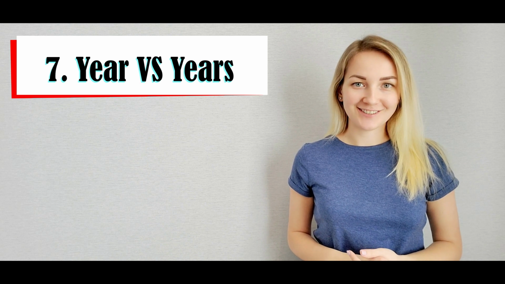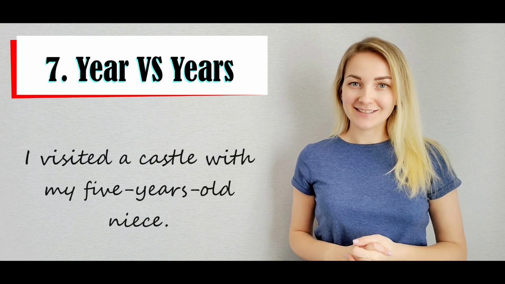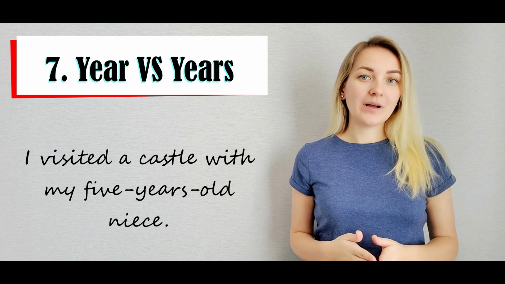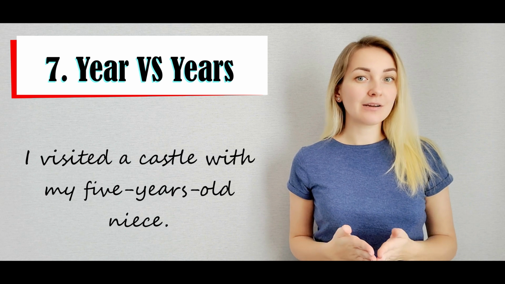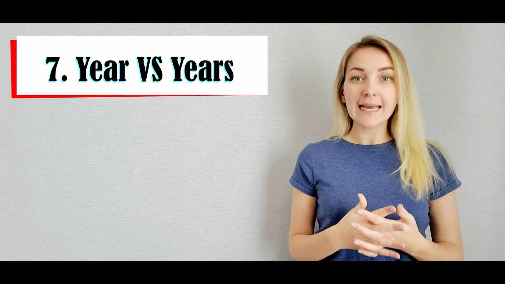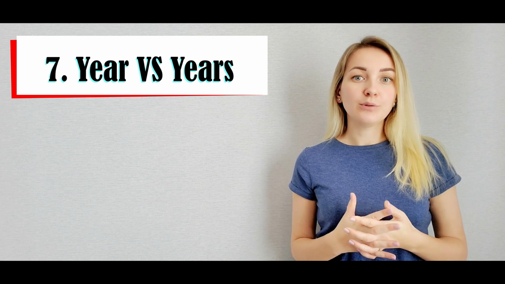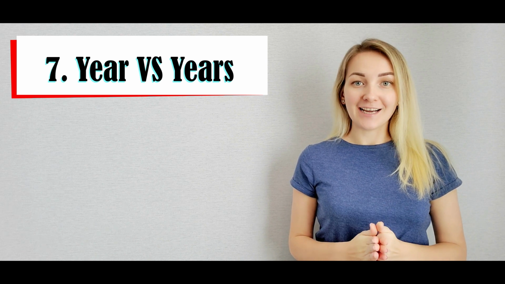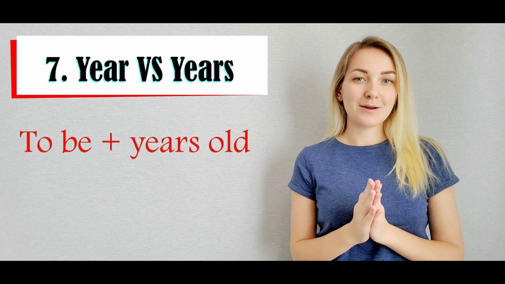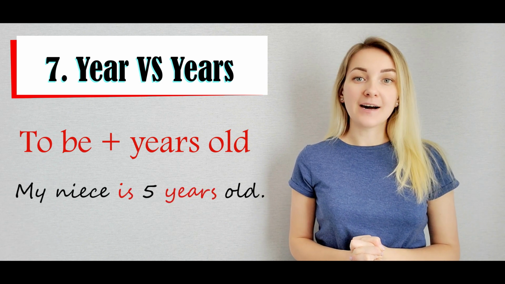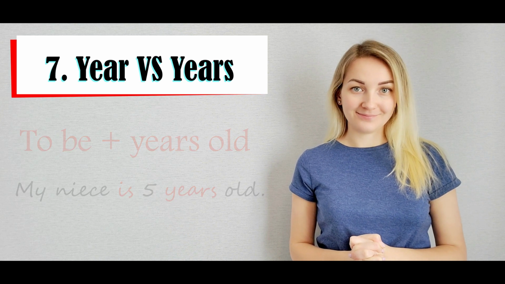The next one, year versus years. I visited a castle with my 5-years-old niece. Well, for some of you it may seem to be correct. You may have learned at school that when we speak about age, year should be plural, but you should always keep in mind that it's correct only when we speak about the age with the verb to be. My niece is 5 years old.